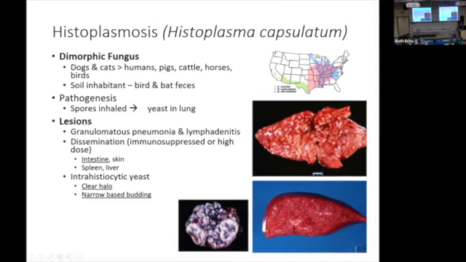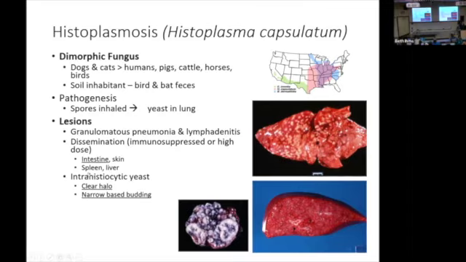Again, granulomatous pneumonia. Lymphadenitis is also common in dissemination. A high dose of infectious organisms can overwhelm the host. Histo is one that likes the intestine. You talk about Histoplasma. You don't see it here, so it's kind of off our radar, but it's very common in other areas.